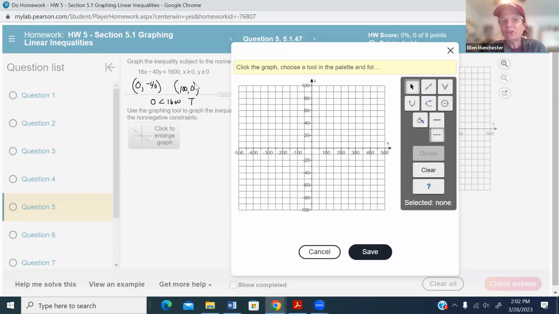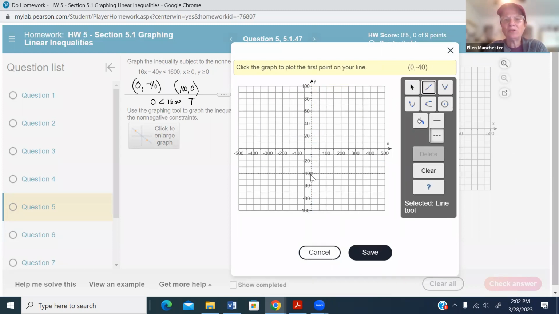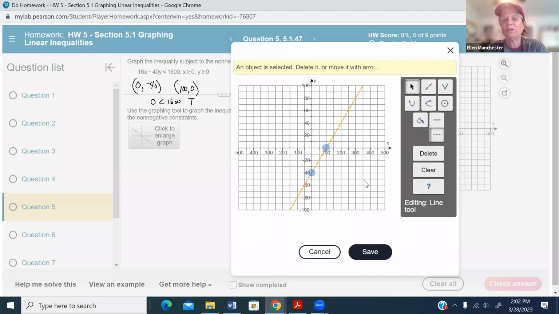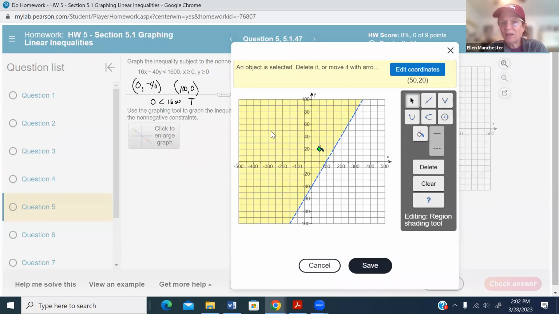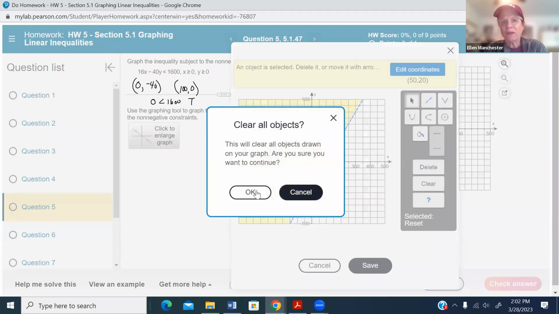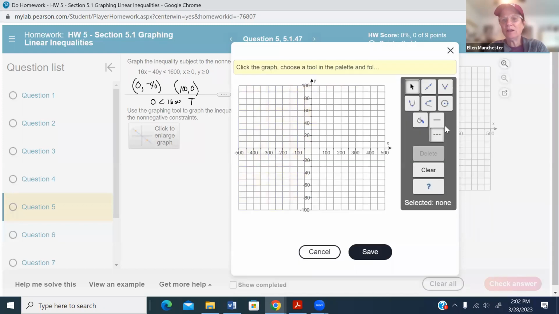If I start out with just graphing my original line, and it's the same numbers, okay? I have a dashed line, I pick up the line tool, I come down here to negative 40 on the y and positive 100 on the x. There's my line, and then I know I'm going to shade on this side. Now it's shading everything, right? We don't want that because of our restrictions. So we have to come back here and clear everything.